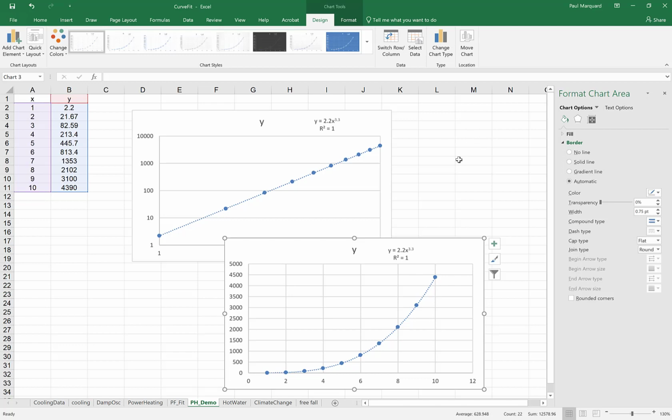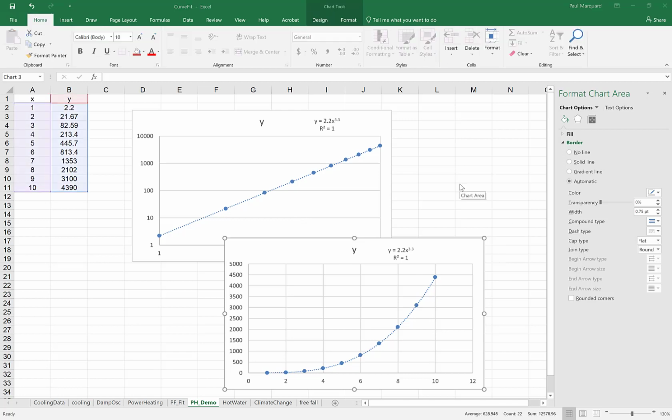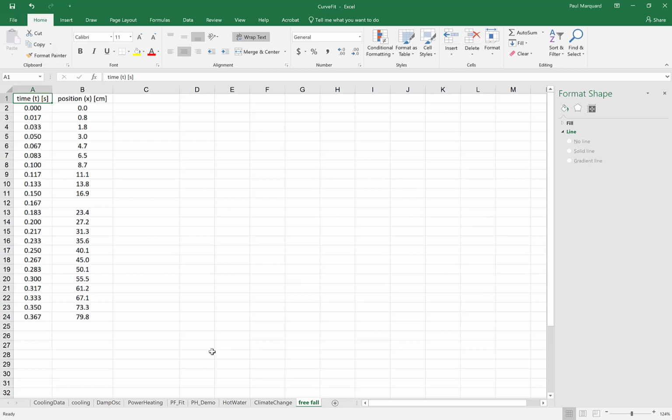All right, so there's some good data that fits a power fit really nicely. But now let's take a look at some more data that we're going to fit to curves. And here's some information over here on the tab labeled free fall. And this is the position of an object falling as a function of time.